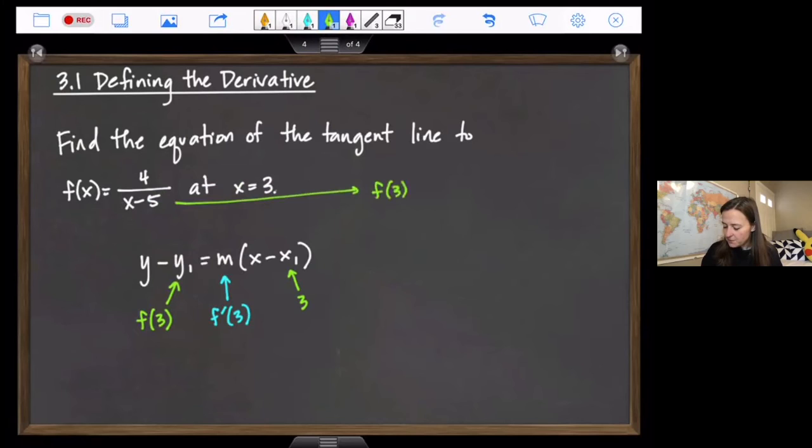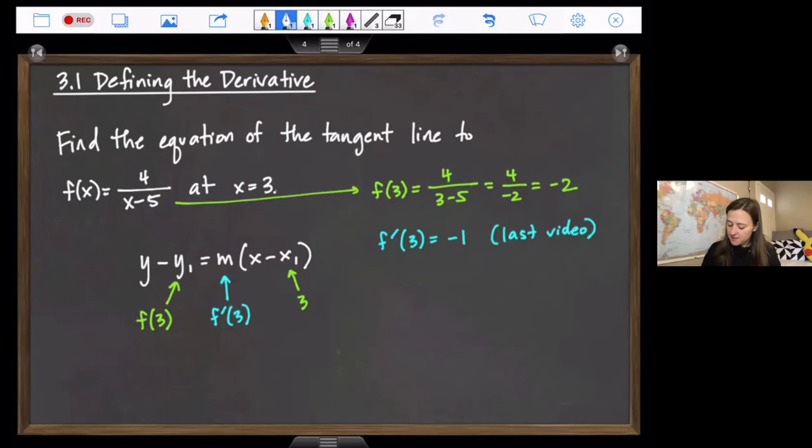For f of 3, we did this in the last video, but we'll do it real quick. We plug in 4 over 3 minus 5. It's 4 over negative 2, which gives us negative 2. And f prime of 3, we know this is a ton of work, but I did this in the last video, so we're just going to copy our answer down. F prime of 3 we got to be equal to negative 1.